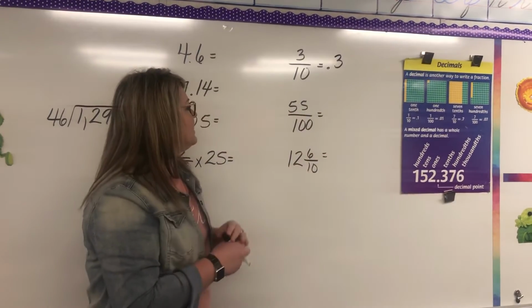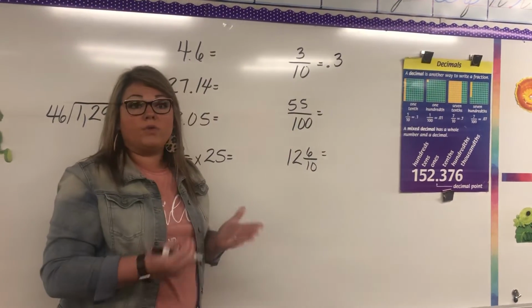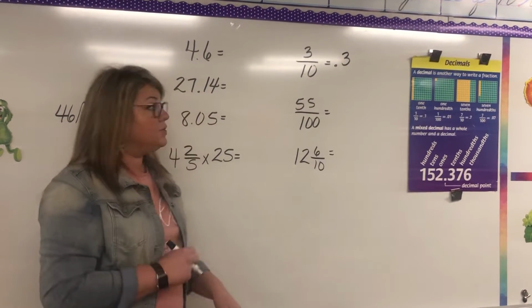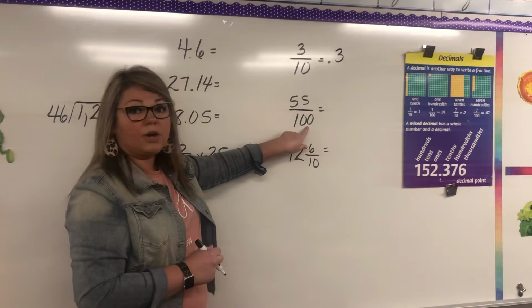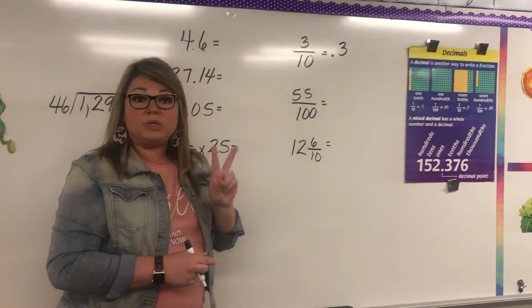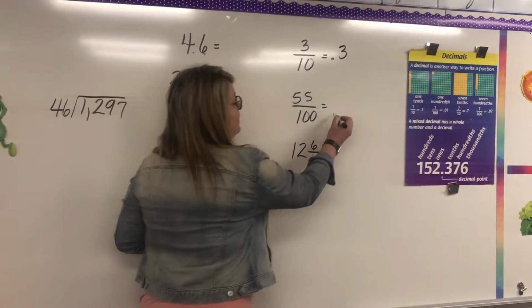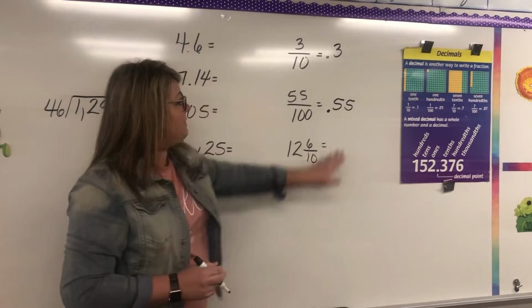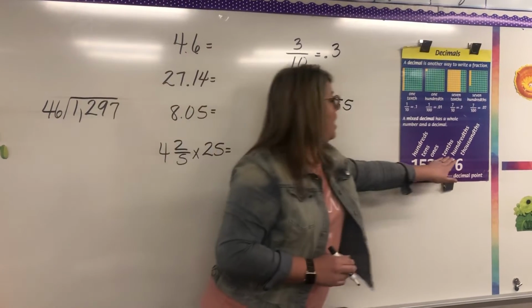All right, look at this next one, 55/100 or 55 hundredths. Now remember my trick, there's two zeros here, so that means that it would be two places after the decimal. So it would be decimal 55. So this would be 55 hundredths.